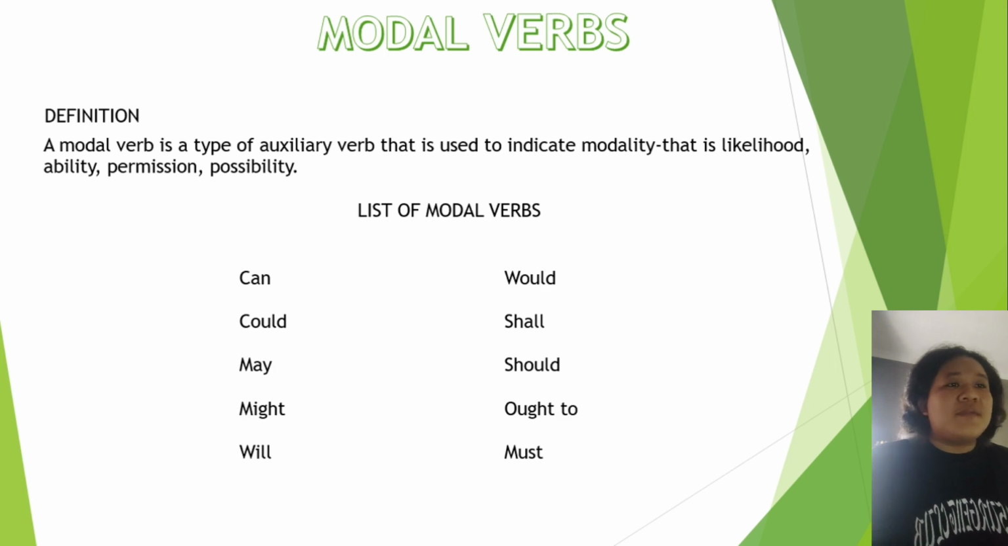Definition: a modal verb is a type of auxiliary verb that is used to indicate modality, that is, like ability, permission, possibility. List of modal verbs: can, could, may, might, will, would, shall, should, ought to, must.